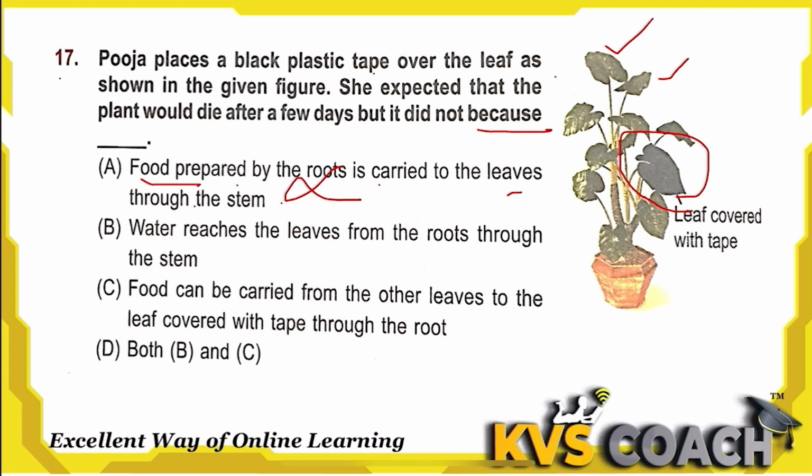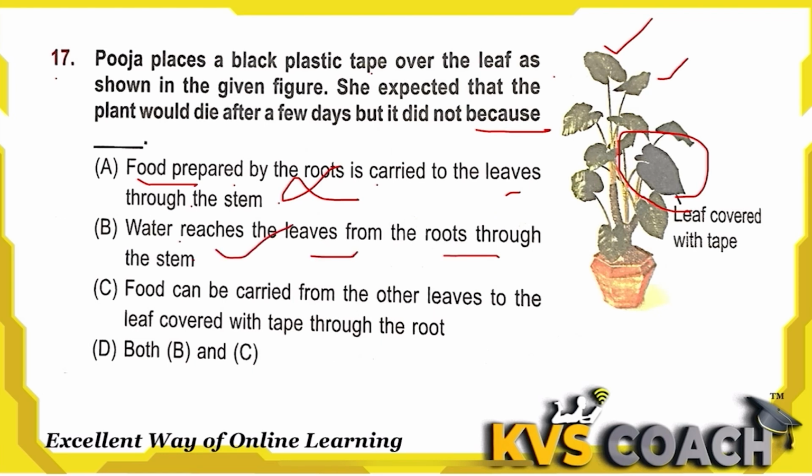Option B. Water reaches the leaf from the root through the stem. This is absolutely right. Option C. Food can be carried from the other leaves to the leaf covered with the tape through the root. Wrong. This is absolutely wrong. Food is carried from the stem to the other parts of the plant. Second thing, only one leaf is covered with the black tape. So other leaves are there which can make food and they can transport food to the other parts of the plant. So this statement is also absolutely wrong.